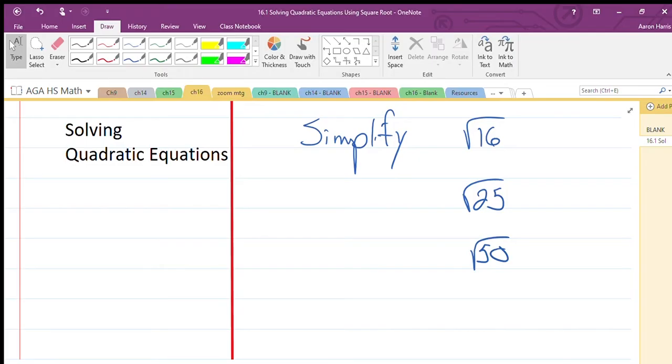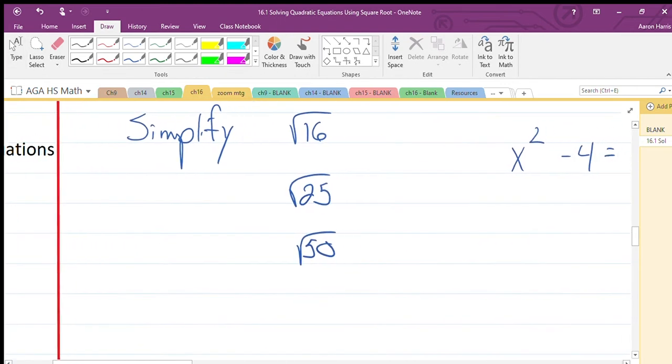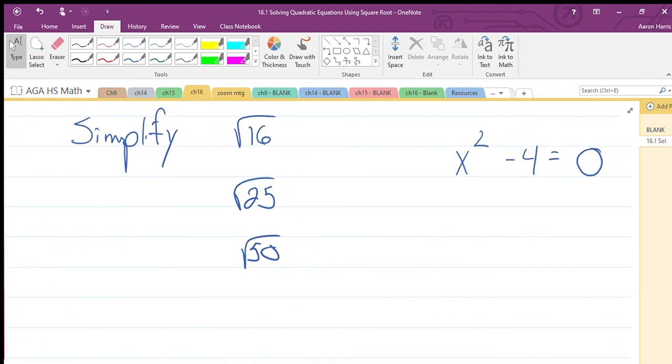Solving quadratic equations. We're finally there. Okay, so here we go. First things first, I just want to do this little simplification, make sure that you understand how to simplify. So square root of 16 is what? Don't forget, plus or minus 4. Square root of 25, what is it? Plus or minus 5. What's the square root of 50?